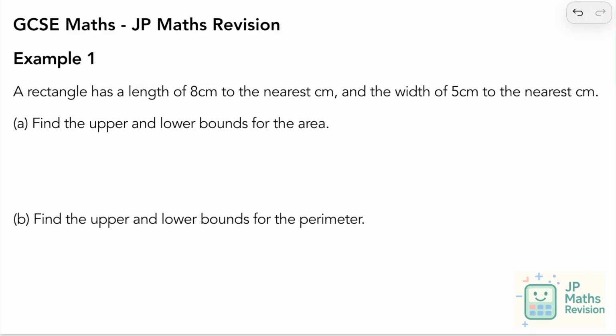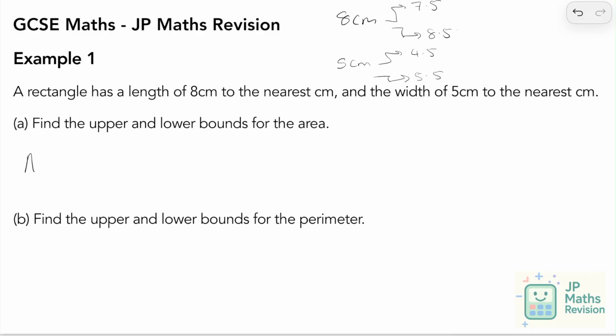So here's an example. A rectangle has a length of 8 centimetres to the nearest centimetre and a width of 5 centimetres to the nearest centimetre. So we need to find the upper and lower bounds for the area. So the first thing I'm going to do with this is I'm going to write down the bounds of the lengths in the question. So we have 8 centimetres, which is to the nearest centimetre. So 8 centimetres is between 7.5 centimetres and 8.5 centimetres. And 5 centimetres is between 4.5 centimetres and 5.5 centimetres. So we want to find the upper and lower bounds for the area.